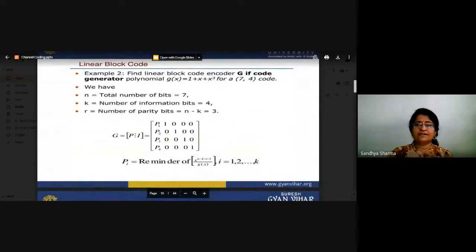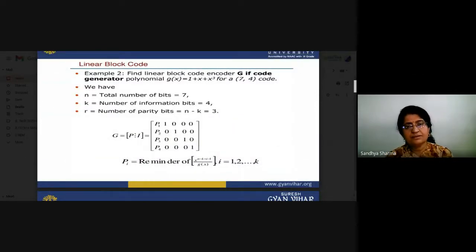Now we will take a numerical, and by using this numerical, we will better understand the linear block code. Suppose we have to find the linear block code. You are given the code generator polynomial g(x) equal to 1 plus x cube, for a (7,4) code. First, find the linear block code generator matrix G. So first you have to calculate the generator matrix in terms of matrix format.